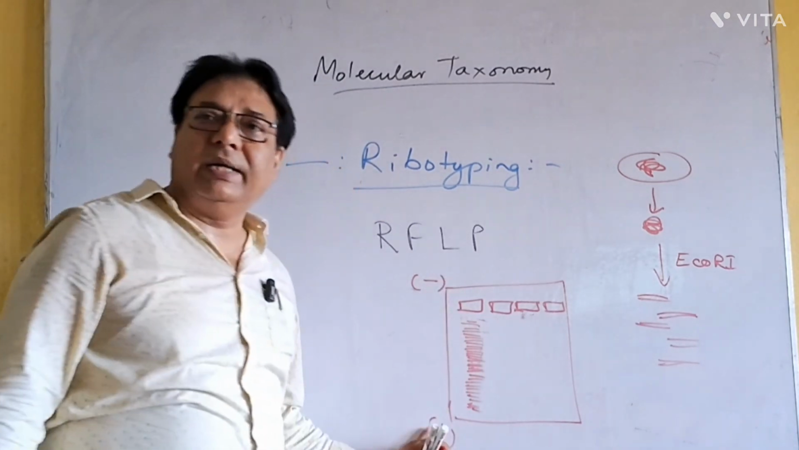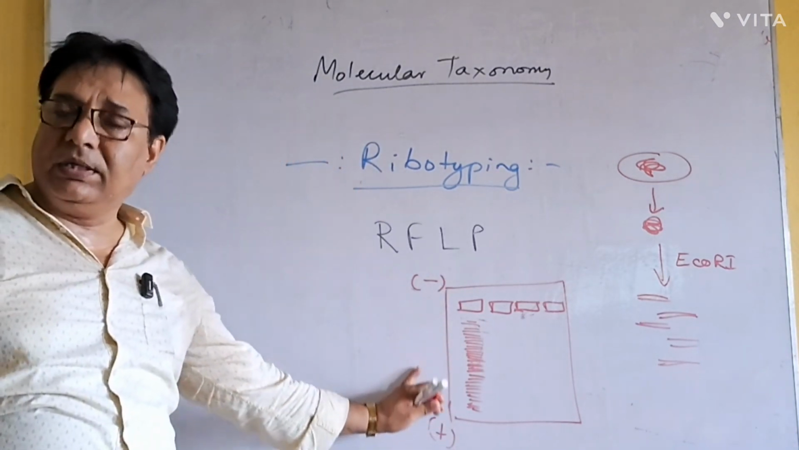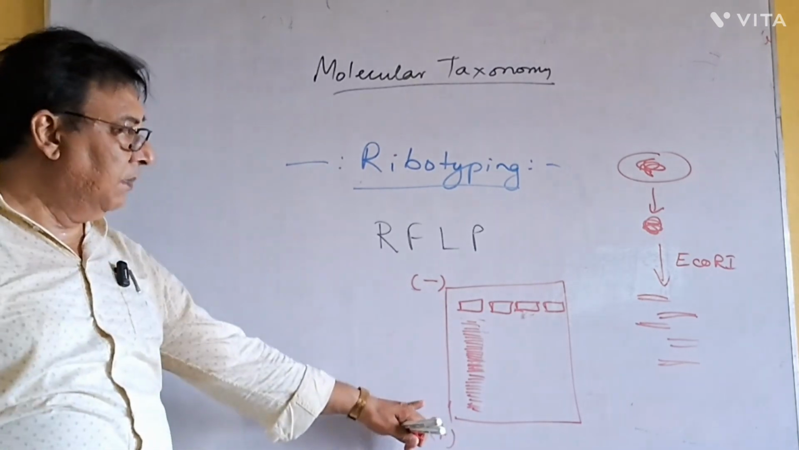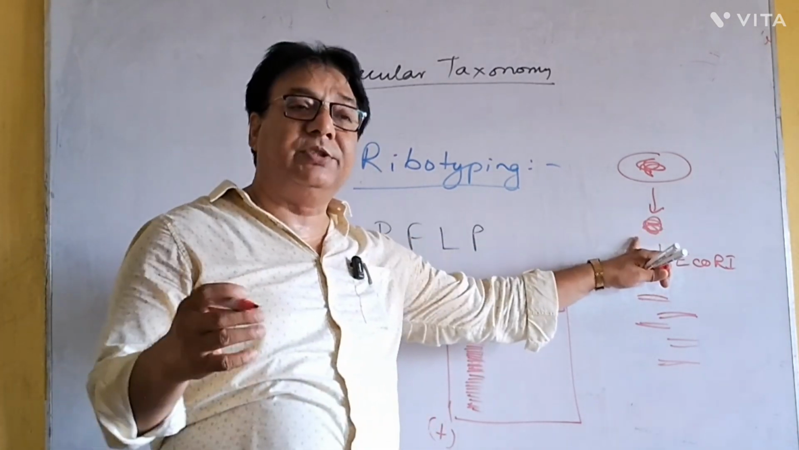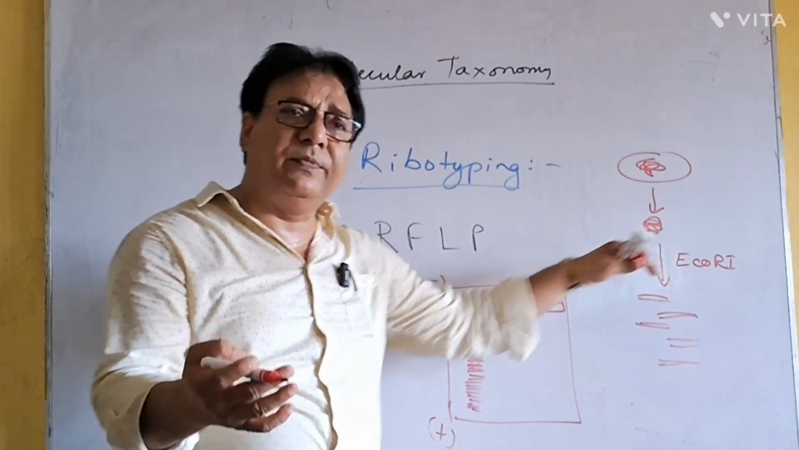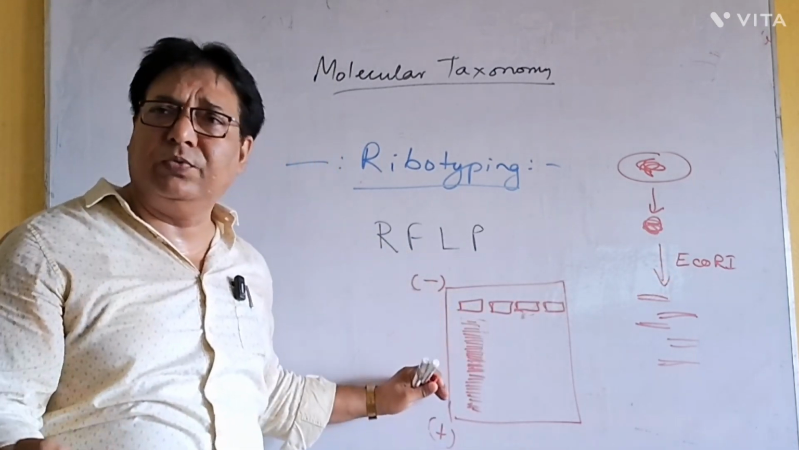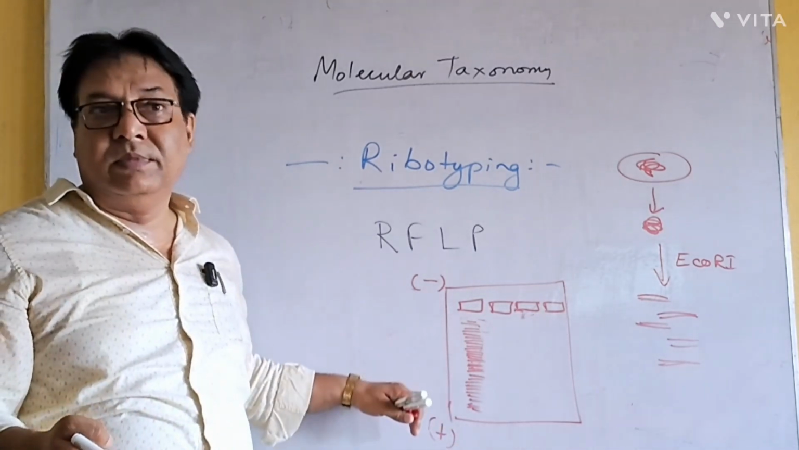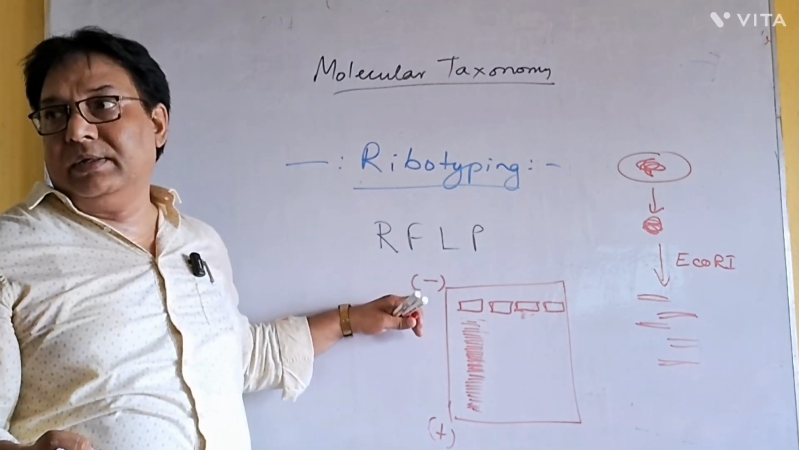You will get a picture like this in the gel. Because this is a whole genome, and it has got all types of fragments, from very small to very large, a continuous size of fragments, there will be a smear. This is a smear of DNA.